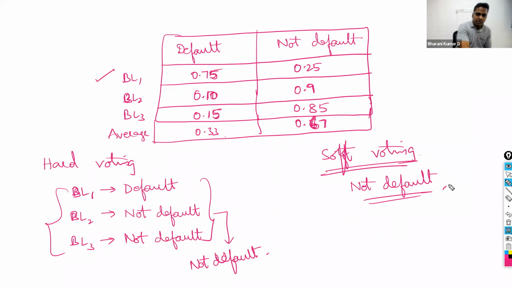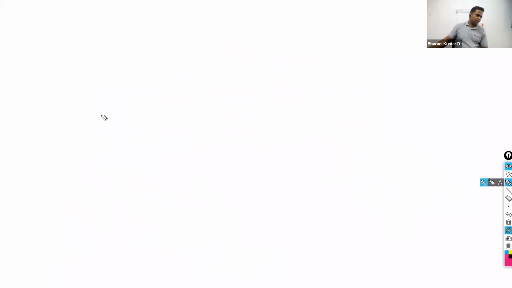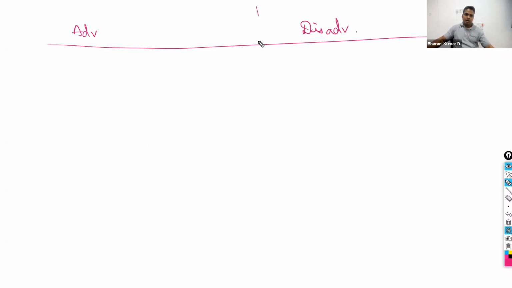So we understand the difference between hard voting, soft voting, simple average, and weighted average. We also now understand bagging. Now, what do you think is the disadvantage of bagging or advantage? Okay, let's discuss both. What are the advantages of bagging and what are the disadvantages? Think and answer, please. What is the advantage of bagging?